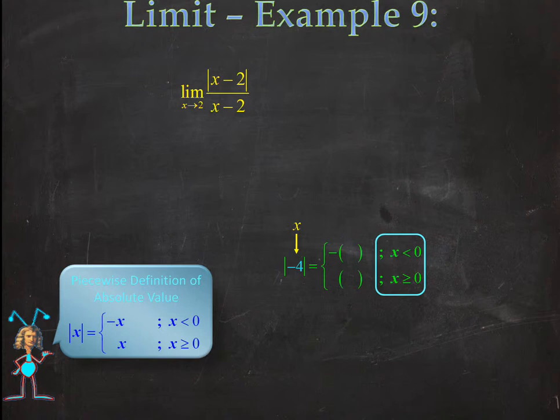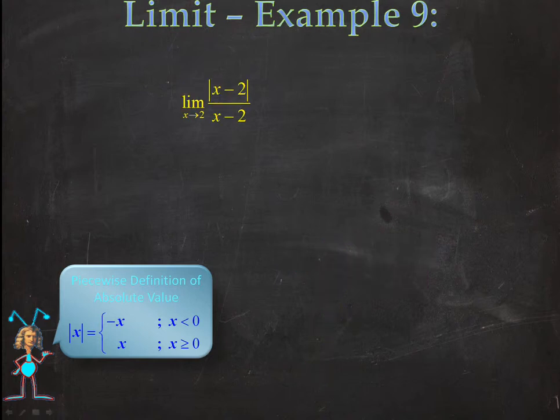Well, what came in is -4. And -4 is less than 0. So we are going to apply the top rule. And the top rule says, hey, whatever comes in, make it a negative of whatever it came in. So the negative of -4 is in fact +4. So the absolute value of -4 is in fact 4. So this is the technique that we want to apply to our limit question above.